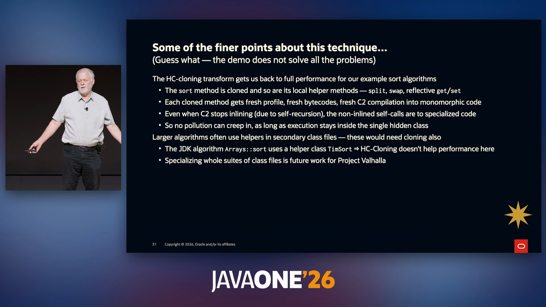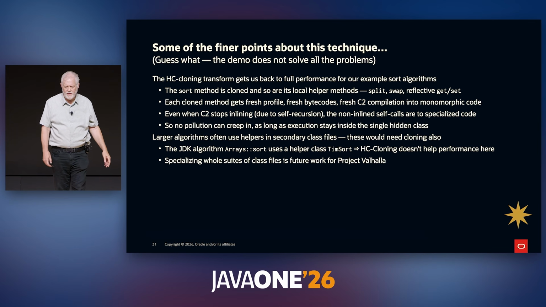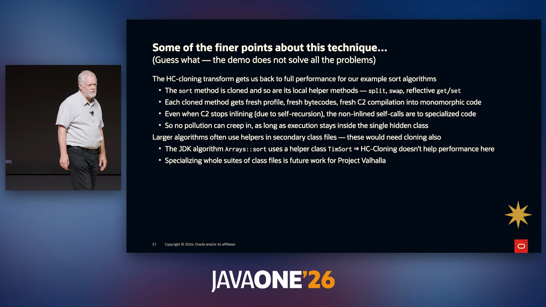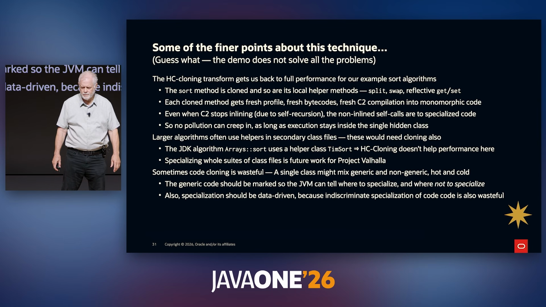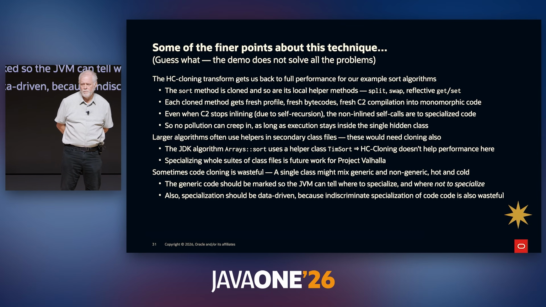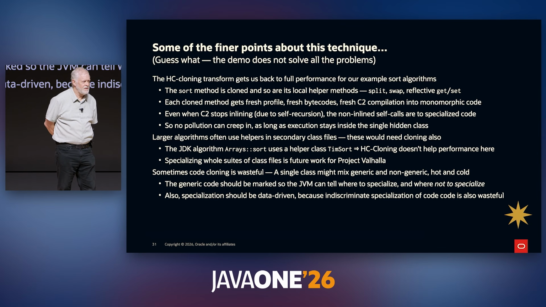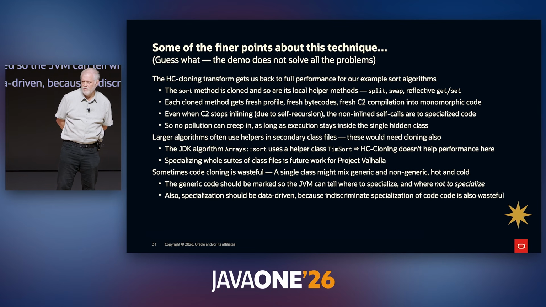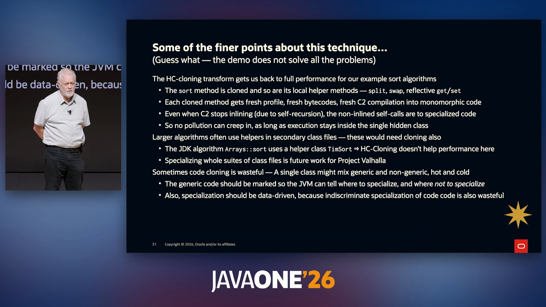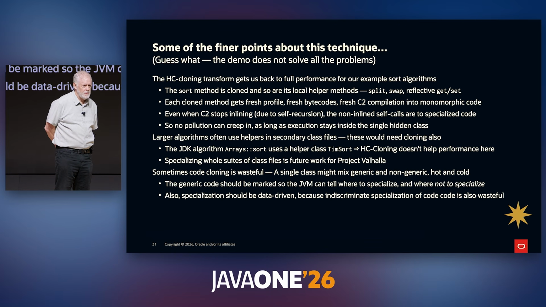I have no story to tell you right now about what to do with secondary class files. That would be future work for Valhalla, because Valhalla is going to need to grapple with this somehow. And code cloning can be wasteful. What if there are methods in your class file that don't benefit from the monomorphization? You really want to have the VM concentrate on where there are opportunities where cloning would help rather than just clone blindly.